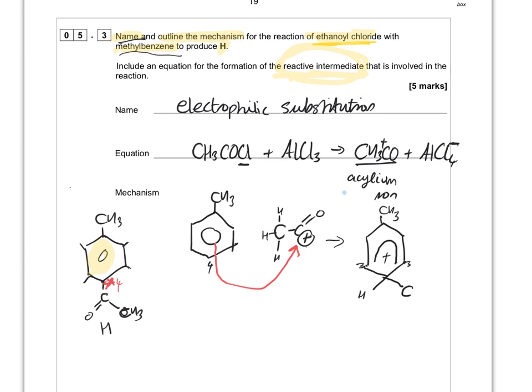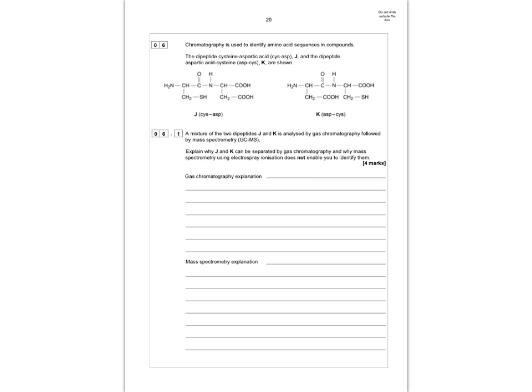And here is the C double bond O, CH3. So to finish off your mechanism, that hydrogen restores the 6 electrons into the benzene ring. And there's your product, and don't forget that little H plus ion is thrown out. In this question here, it was just a process of deduction.